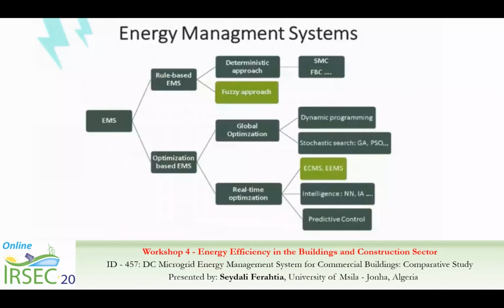In the literature, there are mainly two major categories of energy management systems. The first is the rule-based energy management system, and the other is the optimization-based energy management system. The most used energy management strategies are the fuzzy approach, the equivalent consumption minimization strategy, and the external energy maximization strategy. These three strategies are used as a comparative study in this work.